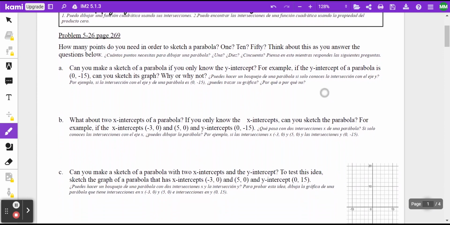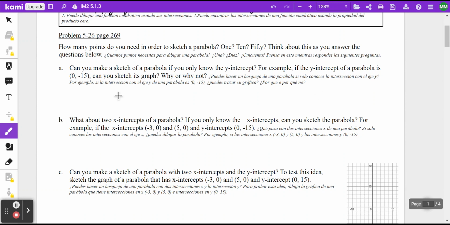And we begin. Problem 5-26 from page 269. How many points do you need in order to sketch a parabola? 1, 10, 50? Think about it as you answer the questions below. Part A. Can you make a sketch of a parabola if you only know the y-intercepts? For example, if the y-intercept of a parabola is 0, -15, can you sketch its graph?